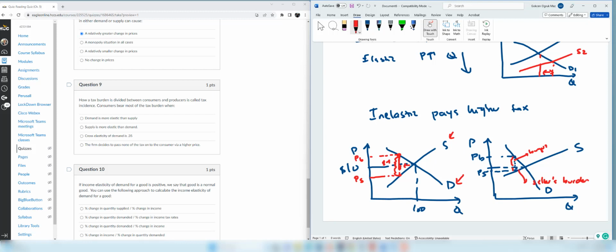So what we understand from here is that the inelastic side, because it is less price sensitive, pays a higher portion of the tax that the government imposes. Therefore, let's answer this question. How a tax burden is divided between consumers and producers is called tax incidence. Consumers bear most of the tax burden when demand is more inelastic than supply, or supply is more elastic than demand.